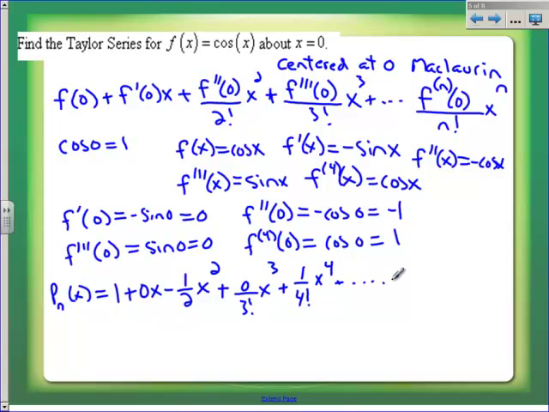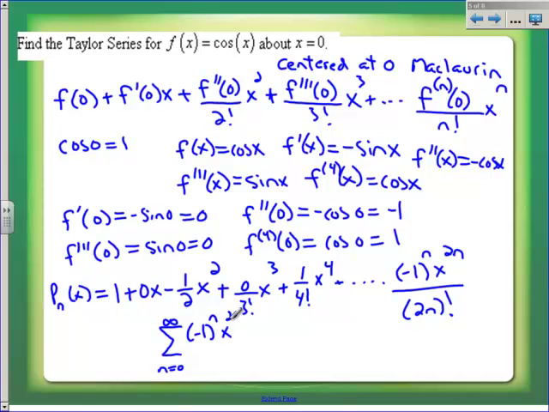And we're going to keep going, and you're going to get that the general term is negative 1 to the n times x to the 2n over 2n factorial. And we'll start that one at 0. So we get that our Taylor polynomial for cosine is the summation from 0 to infinity of negative 1 to the n times x to the 2n over 2n factorial. And that is exactly equal to cosine x.